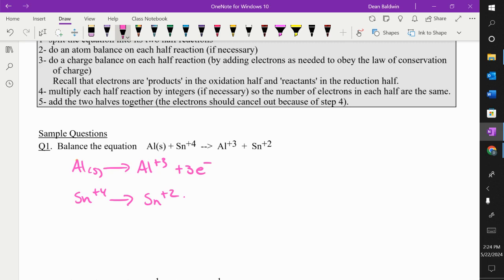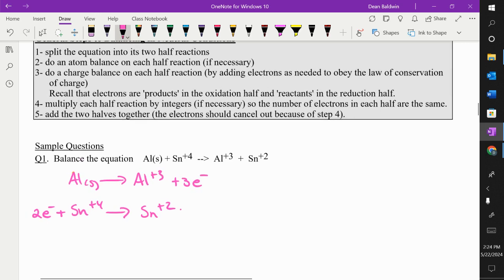Now let's do a charge balance in the other one. Tin 4 to tin 2. How do I make them match? They just have to match. 2 electrons on which side? 2 electrons on that side. Now, we've added the electrons. The electrons don't show up in the reaction. They have to cancel out.